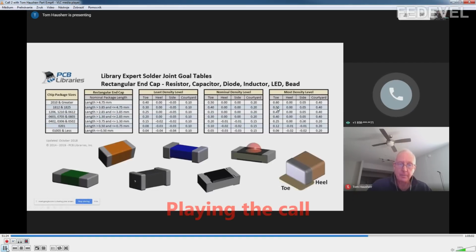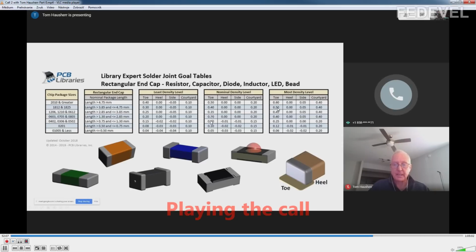We said that every chip from 01005 to 0201 to 0402 to 0603 should all have their own toe and heel, okay? So a nominal density for the 01005 is 0.005. For an 0201 is 0.1. But then for an 0402 is 0.2. Mm-hmm. Why does it double? Because the size of the part doubles. Mm-hmm. An 0402 is twice as big as an 0201. And therefore the toe solder joint goal has to double along with it, okay?